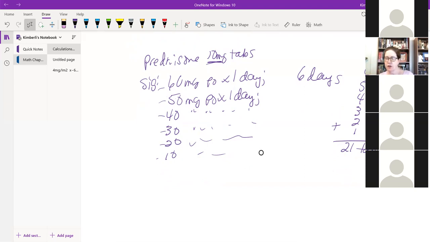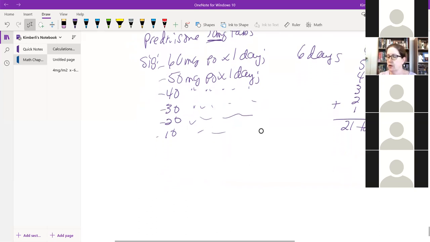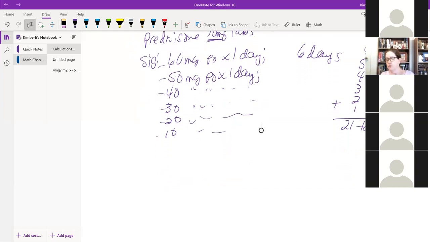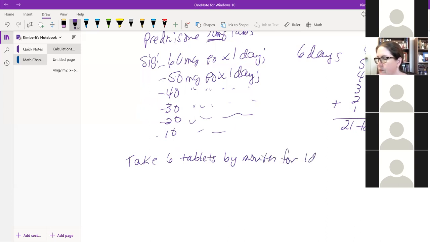But I'm thinking that they thought we were going to give them one 60 milligram tablet, then one 50 milligram tablet, which we could do in the hospital, but most of the time we don't. In an outpatient pharmacy, you wouldn't do that because you'd have to hand them six little bottles with one tablet in each bottle. So we would give them 10 milligram tablets and our directions would say, take six tablets by mouth for one day. Then take five tablets by mouth for one day.